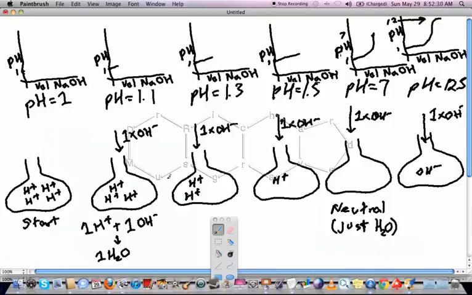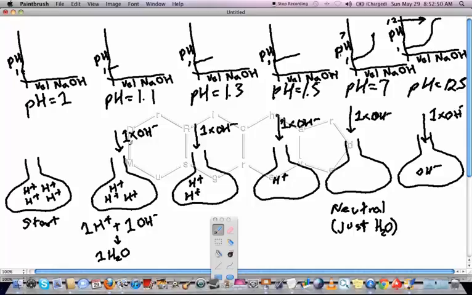So a titration curve is always going to be pH on the y-axis, and then the volume of whatever happens to be in the burette will be on the x-axis. So if we start off and we've got just HCl in the flask, then the pH is going to be around about 1 because HCl is a strong acid.